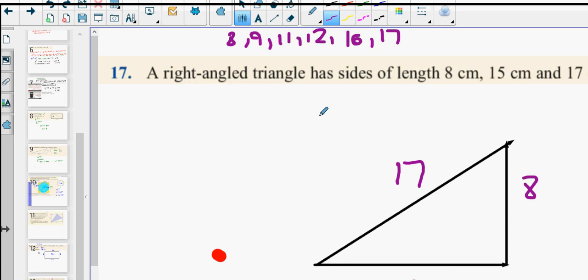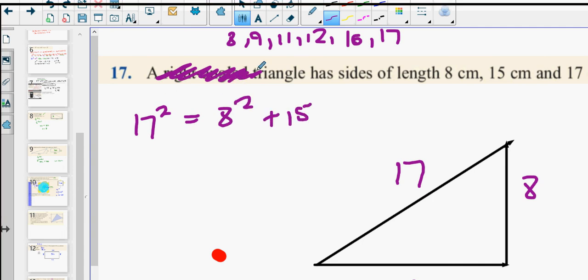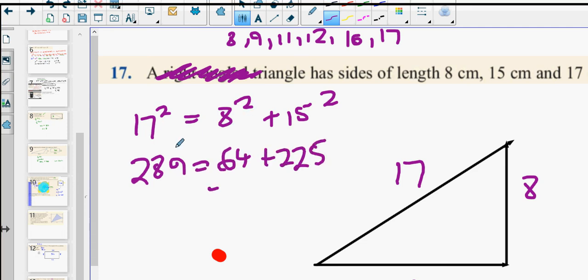So imagine this question wasn't here. Imagine that information wasn't there. How do I verify that this is right angled? Just out of interest. Yes? Do the 17 squared equals 8 squared plus 15 squared. If they equal each other, it's definitely right angles. 289. No need for calculator. There you go.